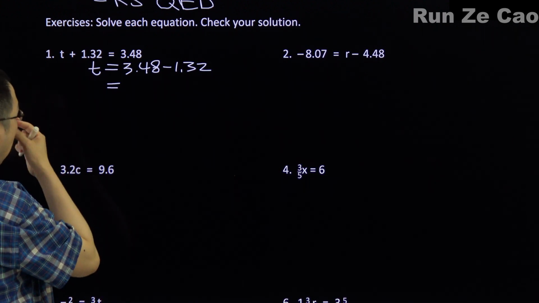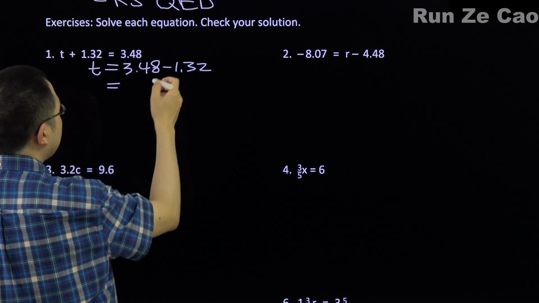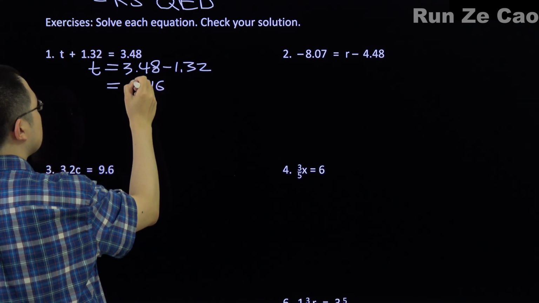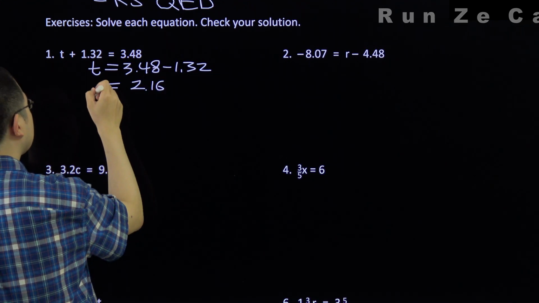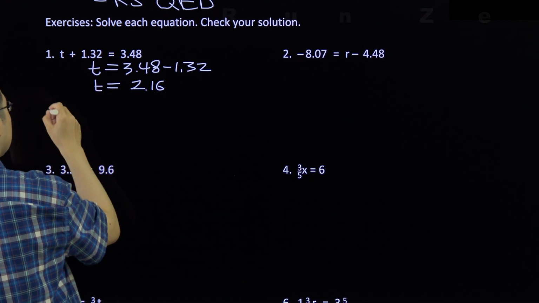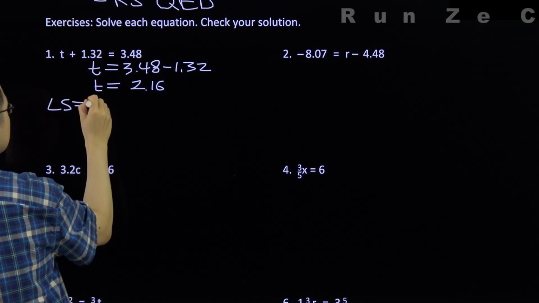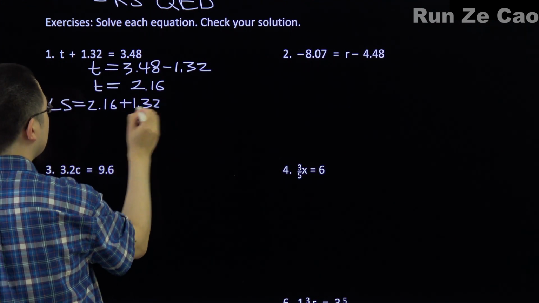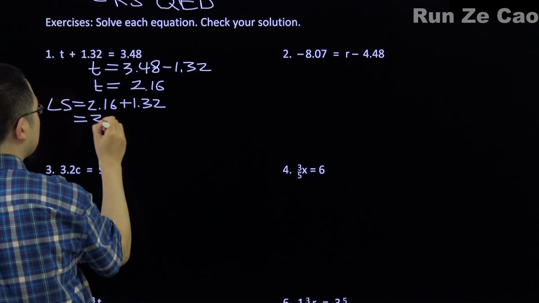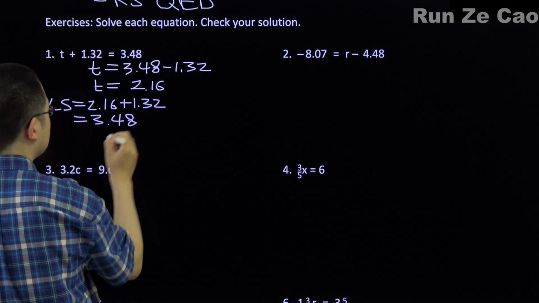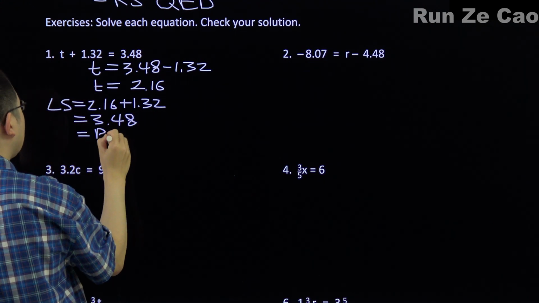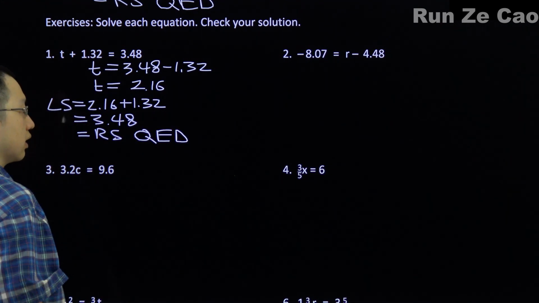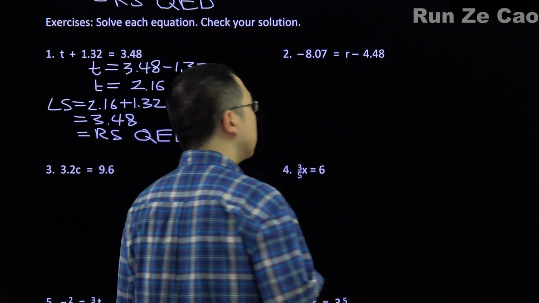So, this comes out to 0.16 and 2 up here, 2.16. So, left side is equal to 2.16 plus 1.32, which is equal to 3.48. Oh, it's equal to right side. Wonderful. Therefore, what has been asked has been shown.